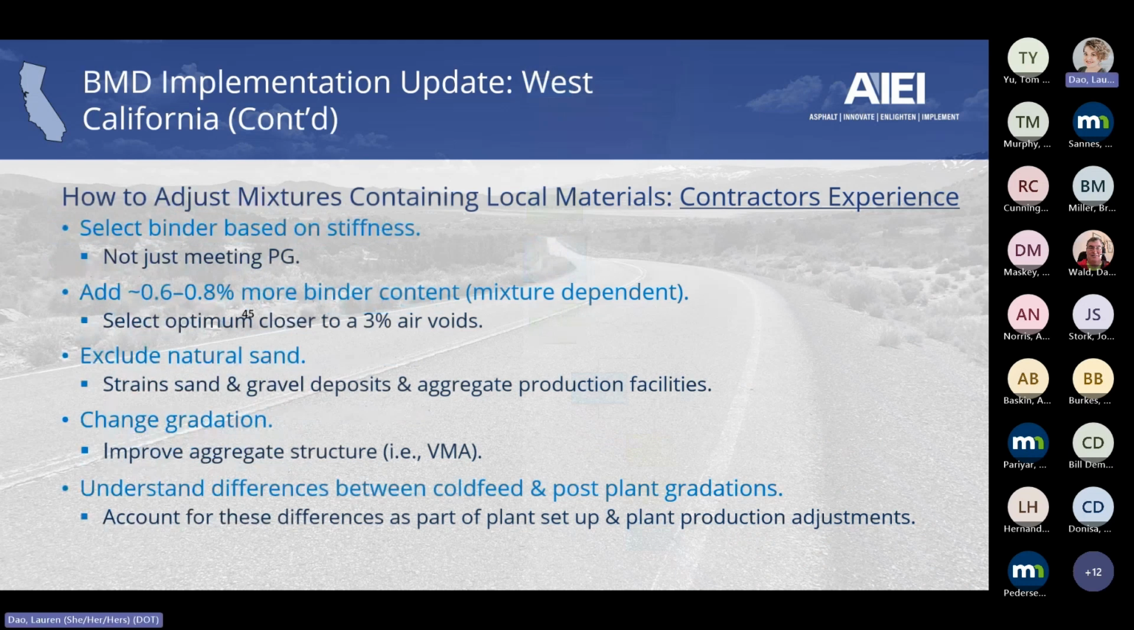We also ask the contractors when we're doing those site visits, like, how did you achieve your passing mixture? What did you do as a change? And here's the list of things that they tried or implemented. One of them is the binder. Yes, you can ask for a 64-22, but guess what? It depends on the source of the binder and the formulation of the binder. You may get different performance when it comes to the asphalt mixtures.